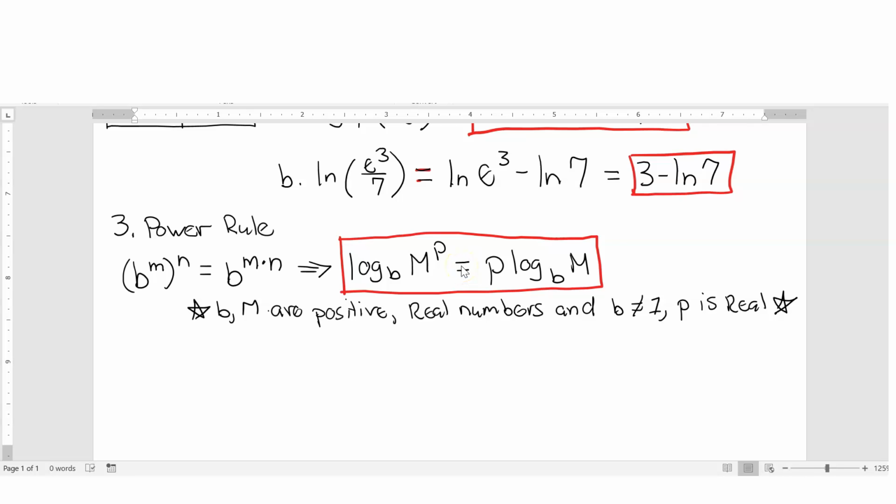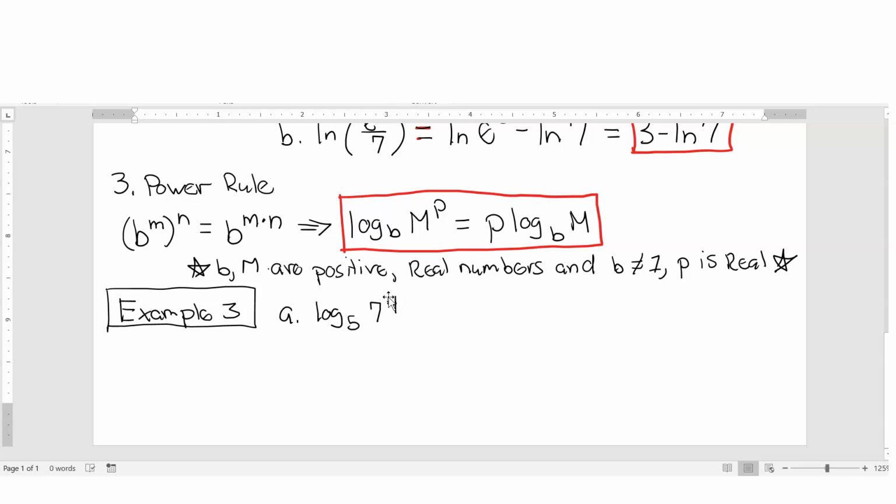Now, let's look at example 3. Example 3 on page 495 first gives us in part A log to the base 5 of 7 to the 4th power. So we'll just apply the power rule. The 7 is capital M, 4 would be p in our definition. So this will just be 4 log to the base 5 of 7. So we can take that power that we see, in this case 4, and move it out front as a multiplier in front of the logarithmic expression.